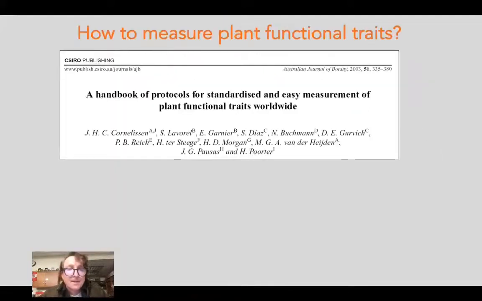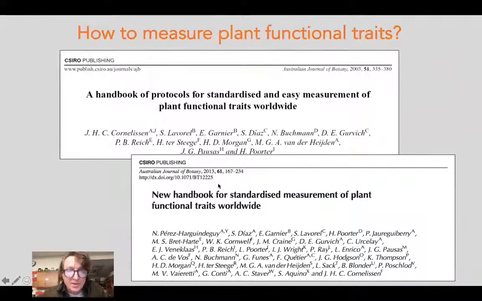All right. So how do we measure plant functional traits? Within each of our different groups, we're going to be talking more about the methodologies that we're going to be using. But if you haven't done so already, I would point you to this handbook and protocol for measurements of plant functional traits worldwide. I'm here showing you an older version of this. This is one of the original ones that was published in 2003. There's now an updated version that goes into a little bit more detail, published in 2013. So here is the new handbook, but it's still basically the same handbook, just updated.